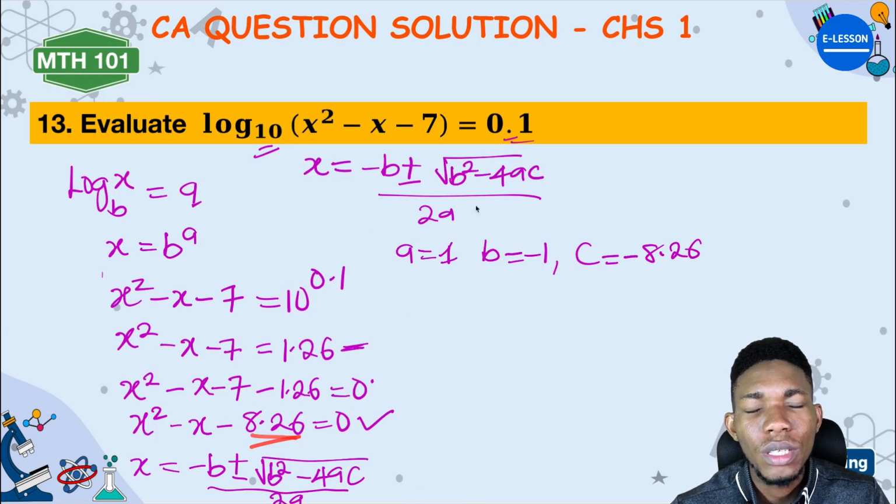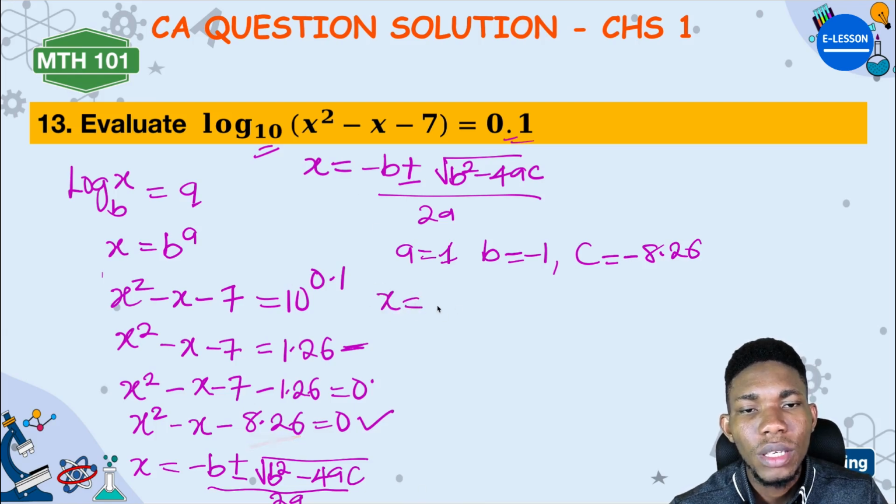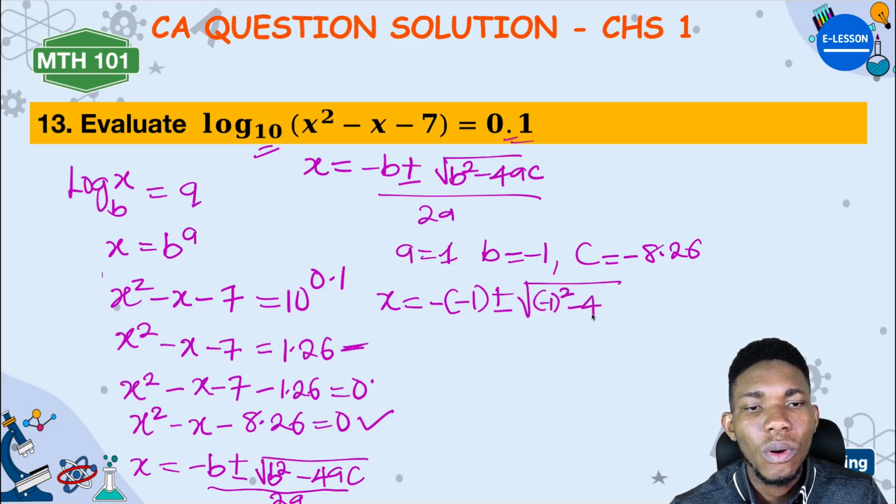Now put them into this equation. x will now be equal to minus bracket, minus b is minus of minus 1, which is 1, plus or minus the square root of minus 1 squared minus 4. a is what? 1. c is what? Minus 8.26.